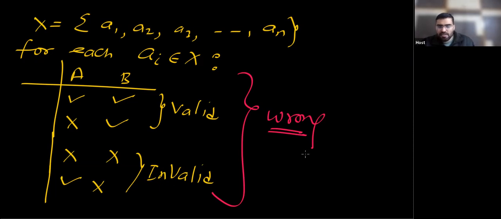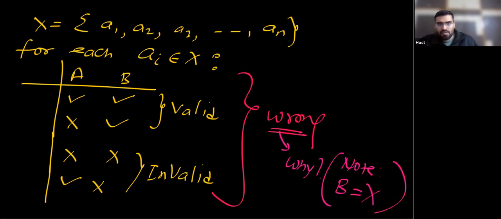Yes, that's the mistake. Why is this wrong? Because now B is equal to X. Now there is no choice for B. Now B has to be X, because for every element you are saying that it has to be in B. So can you notice this is wrong?